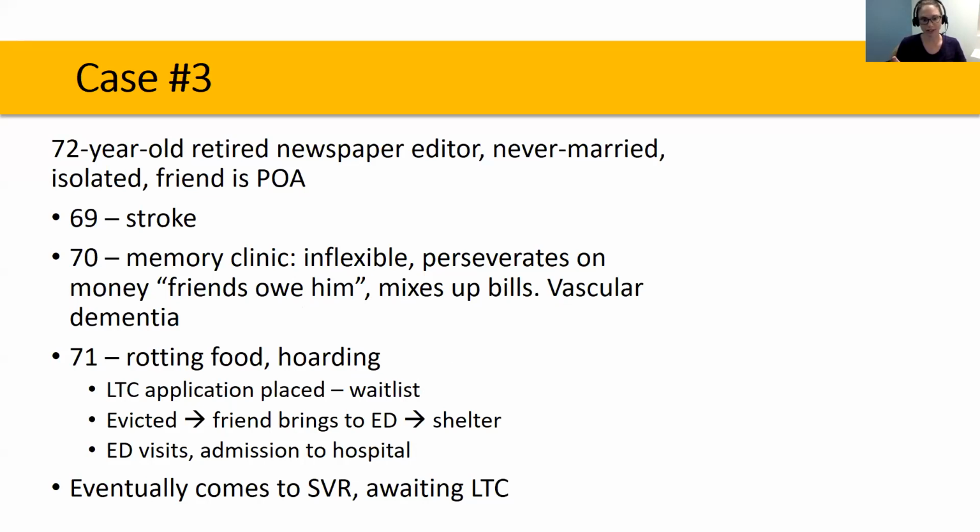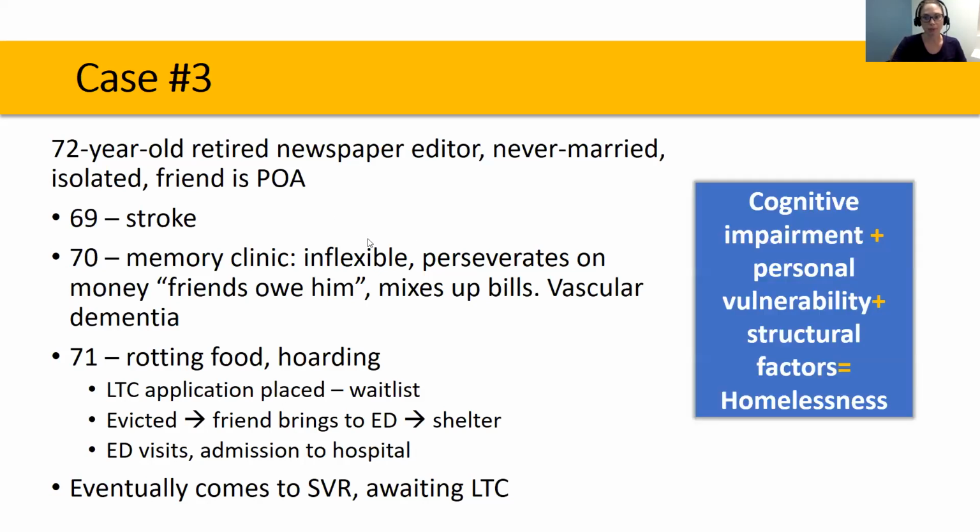During that time on the wait list, he is evicted from the rental unit because of concerns with the conditions of the apartment. He is brought to the emergency department. He goes to the shelter system and has recurrent ED visits and admissions to the hospital, and then eventually comes to Scarborough Village and is now awaiting long-term care. And I bring up this case, again, because we're talking about the cognitive impairment, which probably precipitated this person coming into the shelter system. But again, a lot of missed opportunity. This is someone who has a diagnosis of dementia on Connecting Ontario, who has been to the ED and admitted to the hospital while in a shelter, and that has not been questioned.